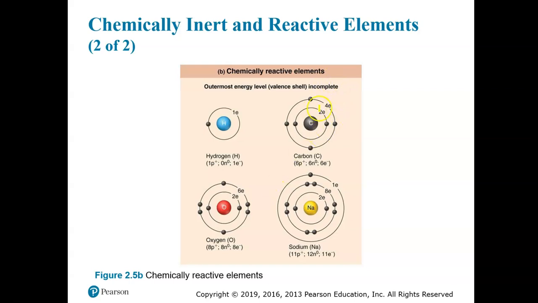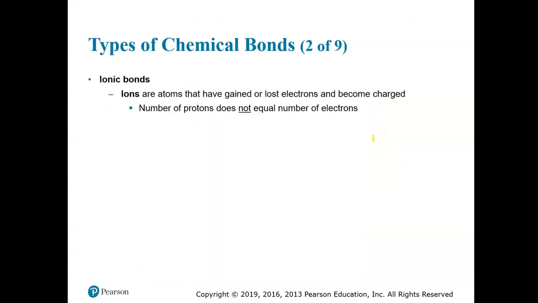But then you look at carbon. Carbon only has 4, so it is not stable. It's unstable. Sodium only has 1 valence electron. It's unstable. Hydrogen only has 1, and oxygen has 6. So all of these are examples of elements that are chemically reactive. So let's talk about ionic bonds first.